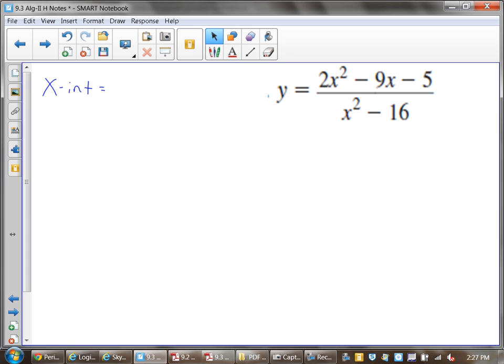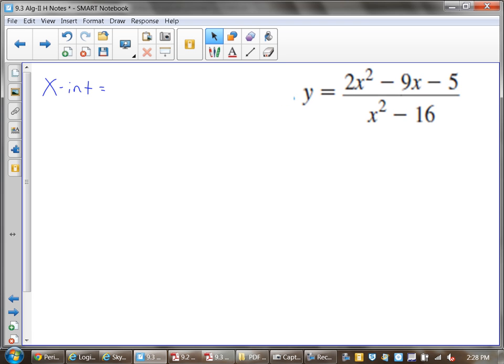Let's multiply 2 and 5, right? Is it 2 and 5 or 2 and negative 5? So you got to factor your numerator. I'm guessing it's 10 and negative 1, times x minus 5. Wait, no, x minus 5.